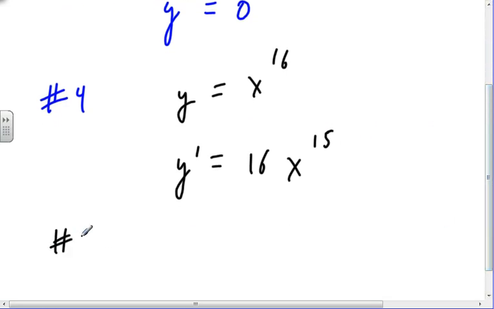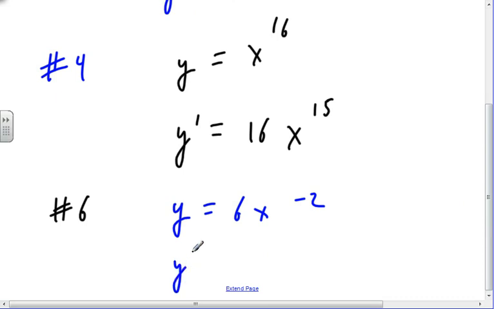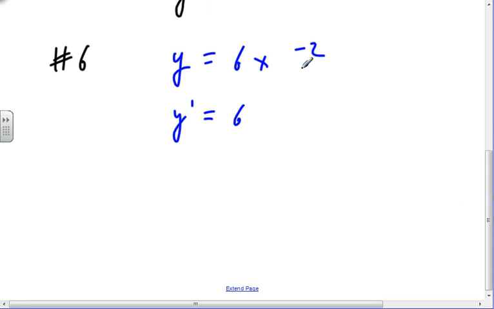Number 6. Y is 6x minus 2. Y prime is 6.